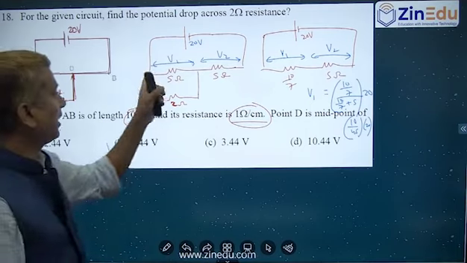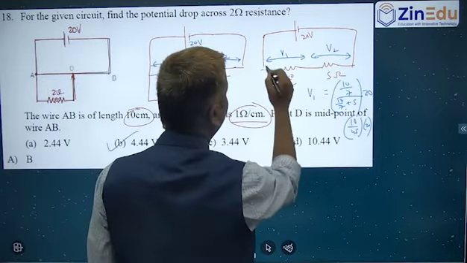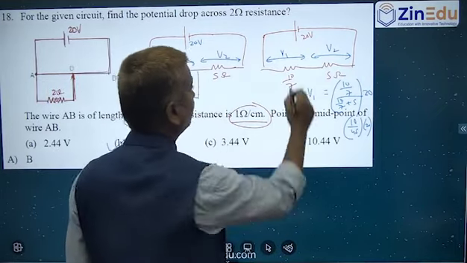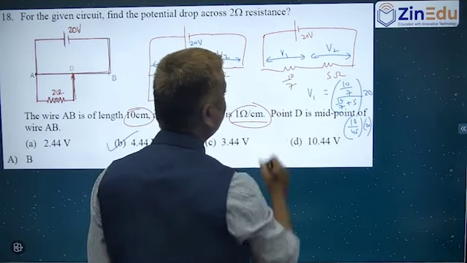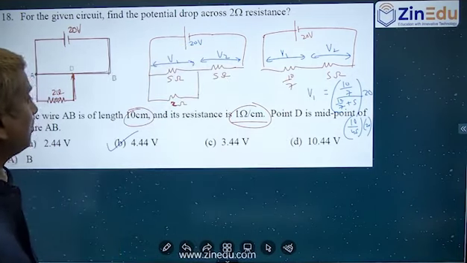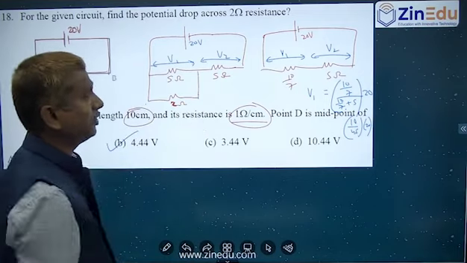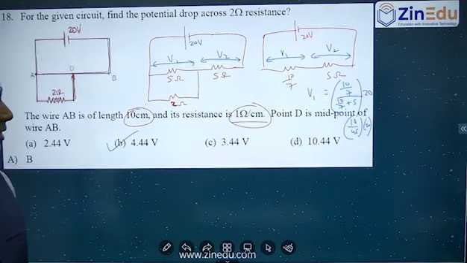Or you can get the current also. When the current is flowing, the total potential drop divided by resistance gives the current, and current into resistance also gives the potential drop. Whatever the potential drop across the 2 ohms is the same as across these 5 ohms, because they are in parallel, right? So we'll proceed to the next one.